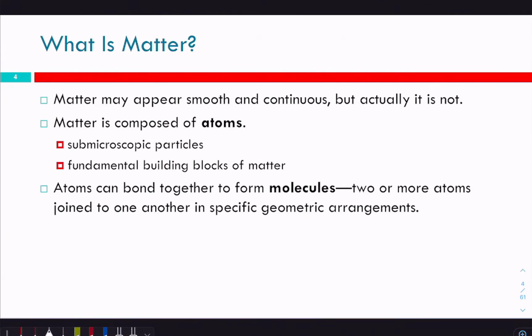So matter may appear smooth and continuous, but it's actually not. Like this seems really smooth. It's not. It has texture to it. And everything, if you zoom in far enough, is going to be bumpy. Even the most finely planed, machined piece of metal is going to have variations in the heights of the atoms on the surface.